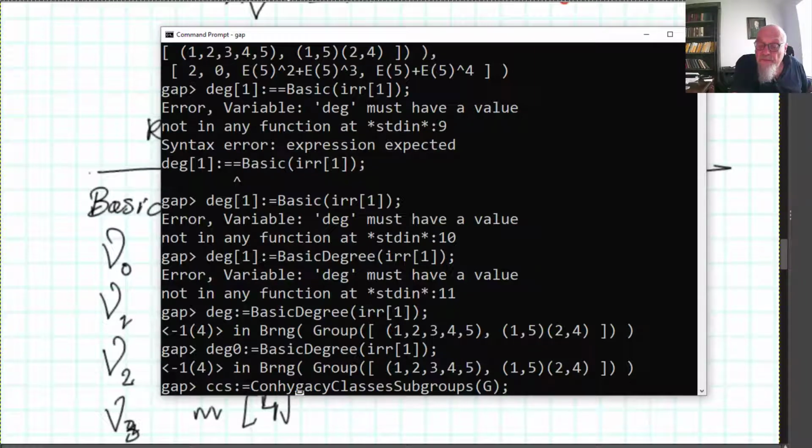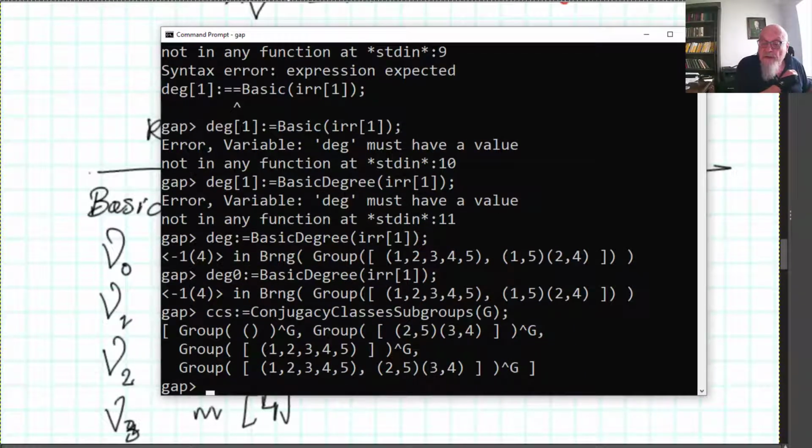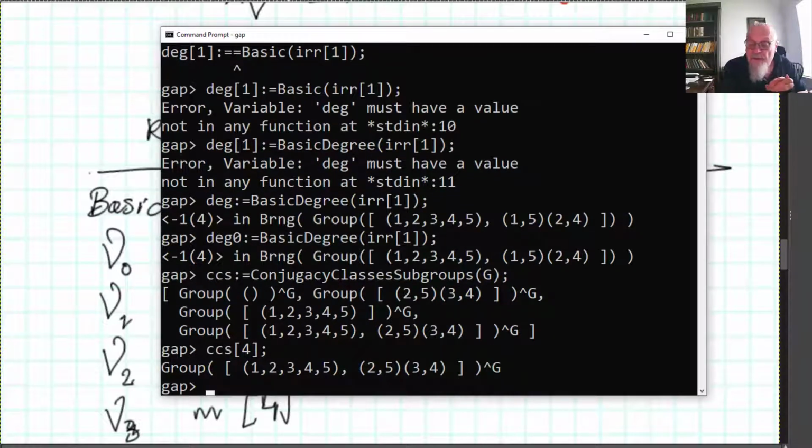Conjugacy class, misspelled. Conjugacy classes, subgroups of G. Yes, got it. So now CCS 4. What is 4? And you can recognize what is 4. Conjugacy 4 is exactly the whole group. So there is a whole group.